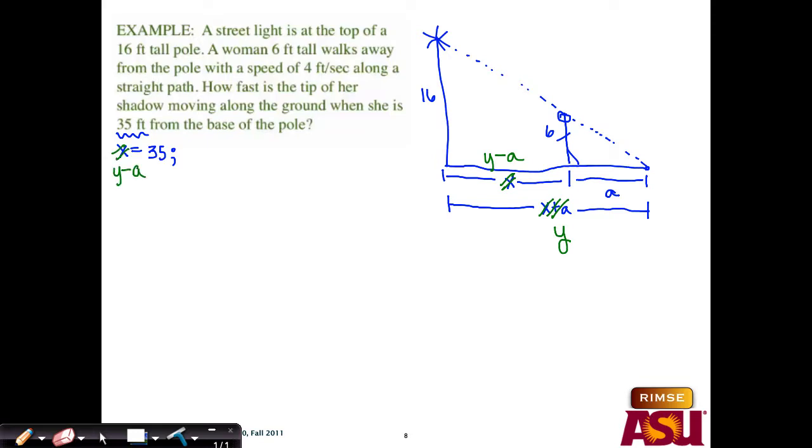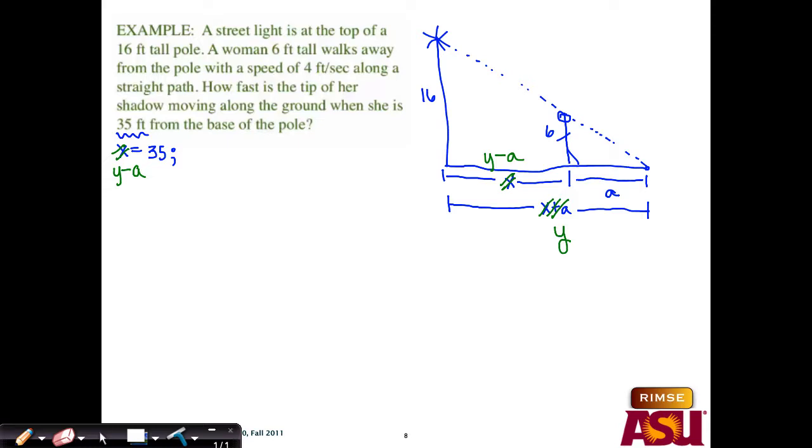So if you set things up a couple of times to try it out, now I can see what my goal is. How fast is the tip of her shadow moving along the ground? That would be how fast this point here is going out that direction, not just how fast it's moving in front of her, because she's moving also. If I just talk about how much the shadow moves out in front of her, that's going to be moving more slowly than how fast the shadow is moving along the ground.